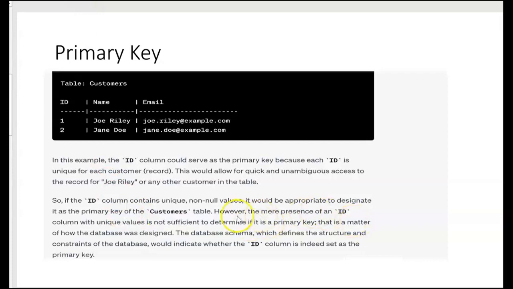However, the mere presence of an ID column with unique values is not sufficient to determine if it's a primary key. That's a matter of how the database was designed, and we know that's up to the database schema, which defines the structure and constraints of the database, and the schema would indicate whether the ID column is indeed set as the primary key. So when you think primary key, think unique.